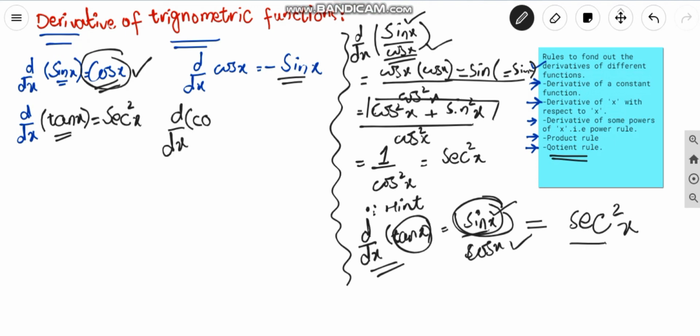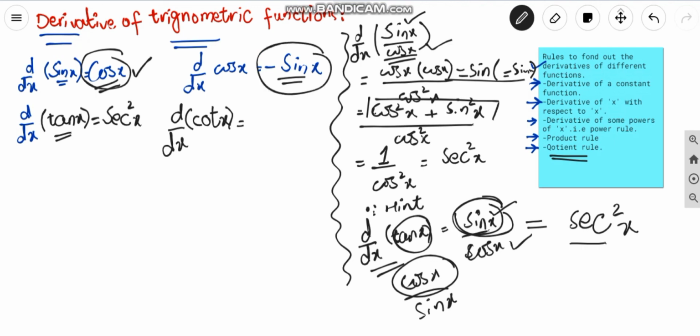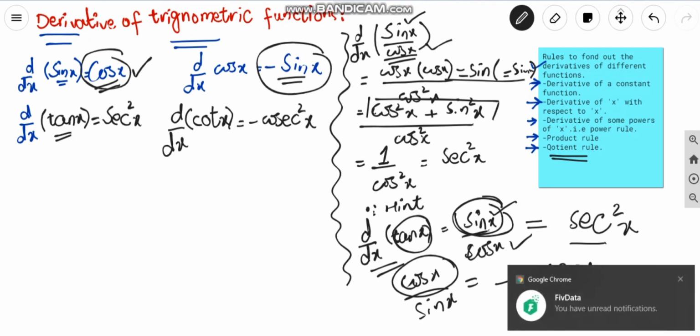Similarly, for the derivative of cot x, as cot x is equal to cos x over sin x, in the numerator the function is cos x, and the derivative of cos x is minus sin x, and the inverse of sin is cosecant. So you can say that the derivative of cot x will be minus cosecant square x.